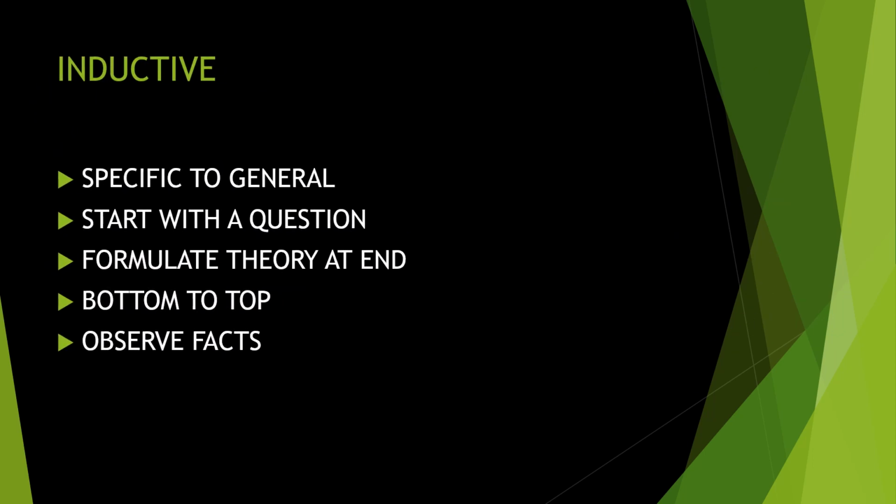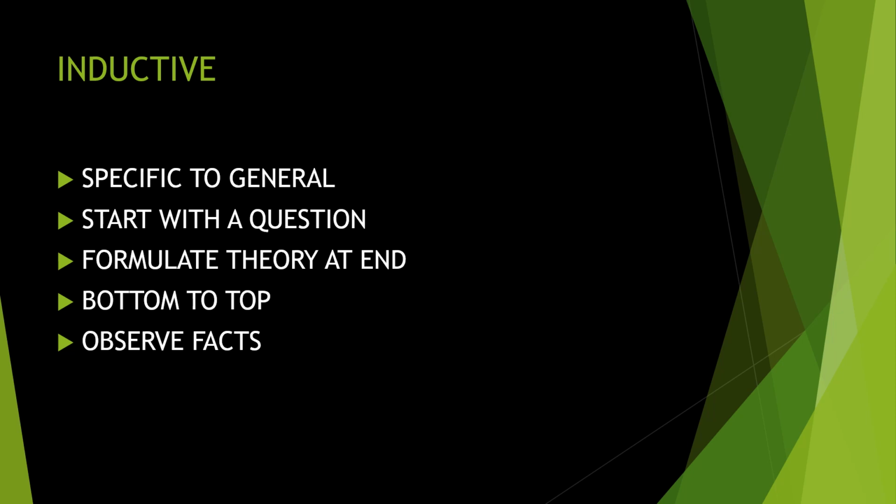Next is inductive. What is meant by inductive type of research? It is specific to general. Specific means you know something, from a correct point they are finding out something new. Then they are moving to the theory part. That is specific to general. Start with a question: they will ask why it is happening. Then they find the reasons behind it, then they find the theory and all those things. So the theory is formed at the end.